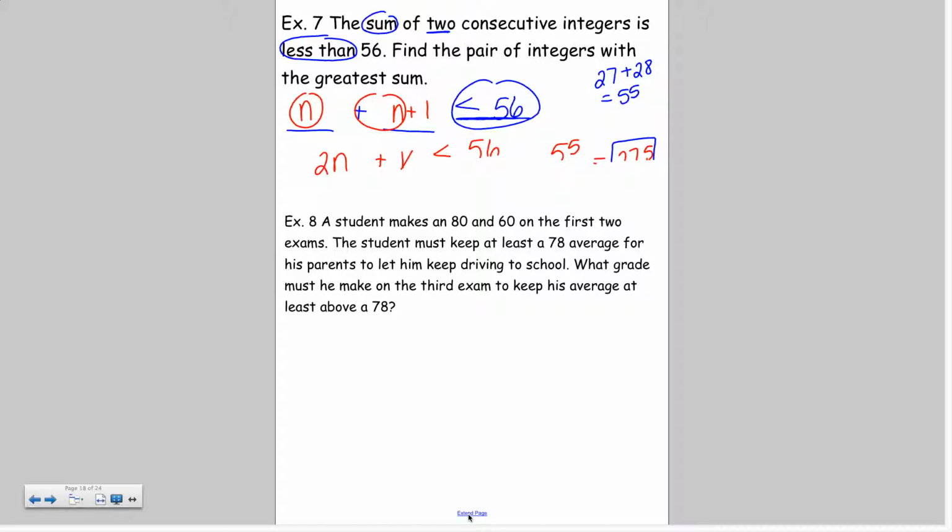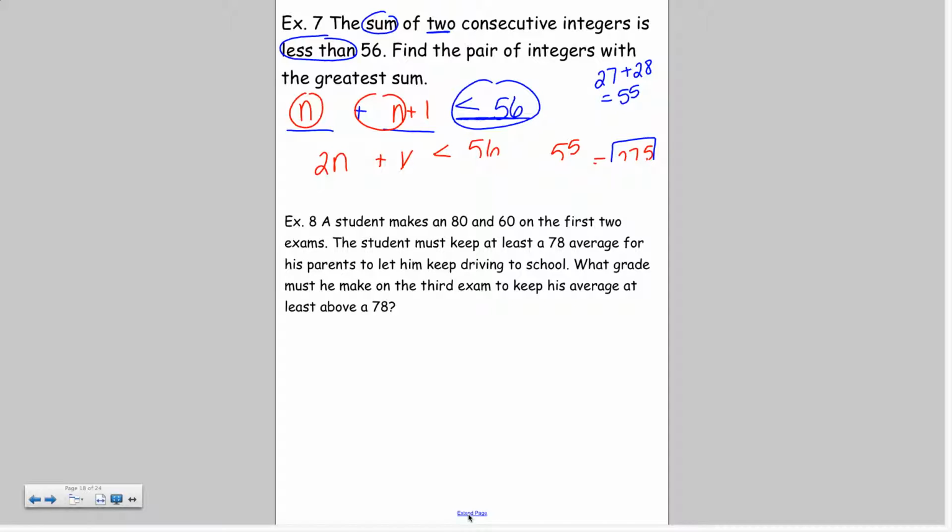Example 8. It says a student makes an 80 and a 60 on the first two exams. The student must keep at least a 78 average for his parents to let him keep driving to school. What grade must he make on the third exam to keep his average at least above a 78?